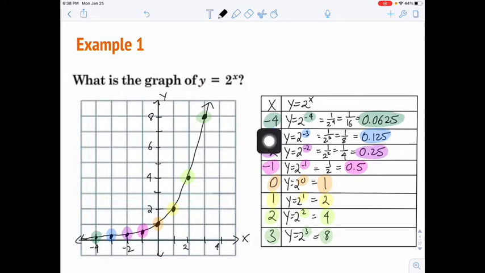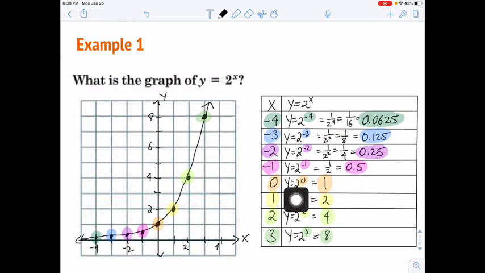So if we start with -4, we have y equals 2 to the -4. To make that negative exponent positive, we bring it down to the denominator, so 1 over 2 to the 4th, or 1 over 16, which is 0.0625. If we plug in -3, we get y equals 2 to the -3, which becomes 1 over 2 to the 3rd power, or 1 over 8, which is 0.125. If we plug in -2, we get 2 to the -2, which is 1 over 2 squared, or 1/4, and that's 0.25. -1 gives us 2 to the -1st, or 1/2, which is 0.5.